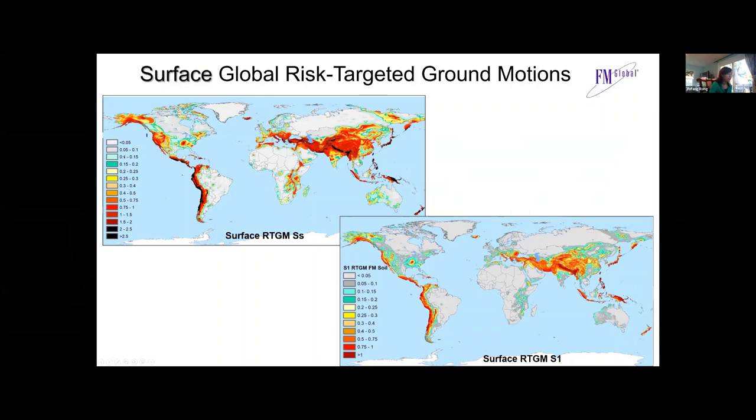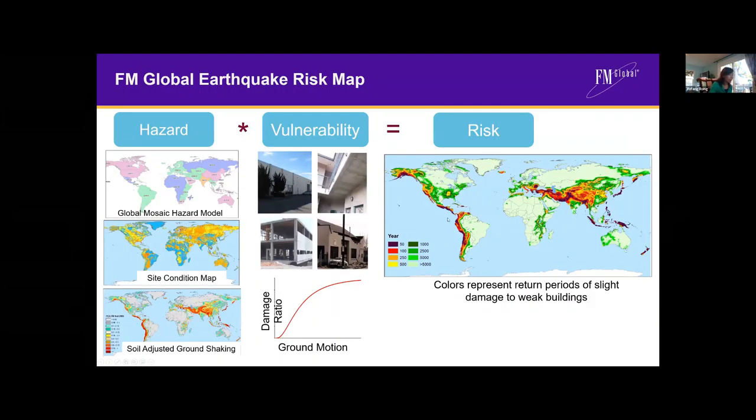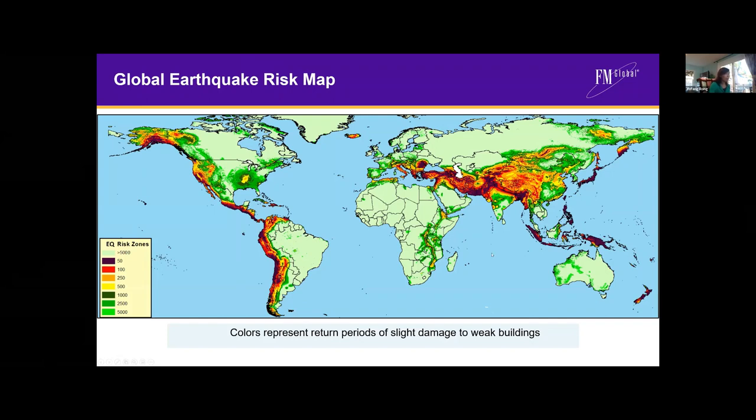And our third application is to produce a global earthquake risk map with hazard and vulnerability as input. Again, the hazard was the same as what I just talked about. For the vulnerability part, we used GEM vulnerability functions. And then our risk map, which is shown on the right, shows the return periods of slight damage to weak buildings. So I'm going to show you a larger version of the map.